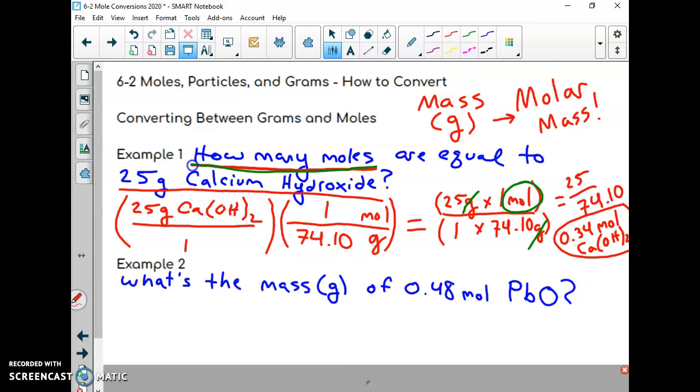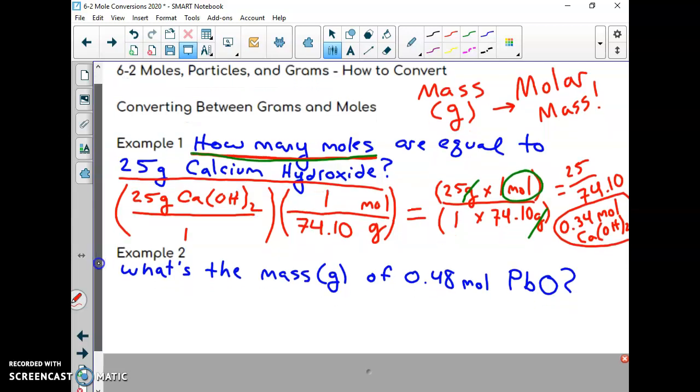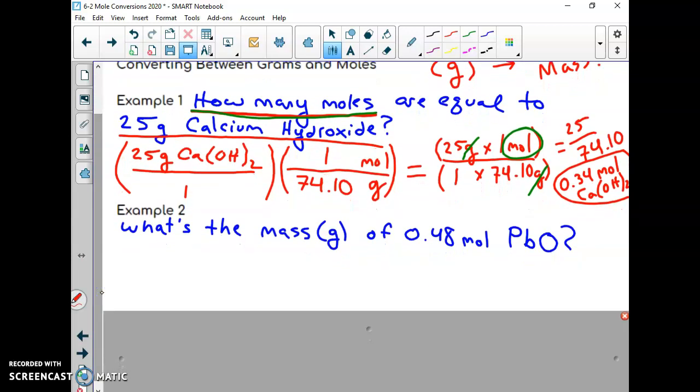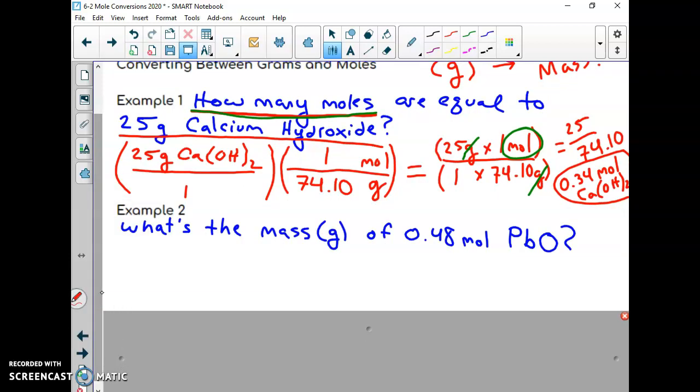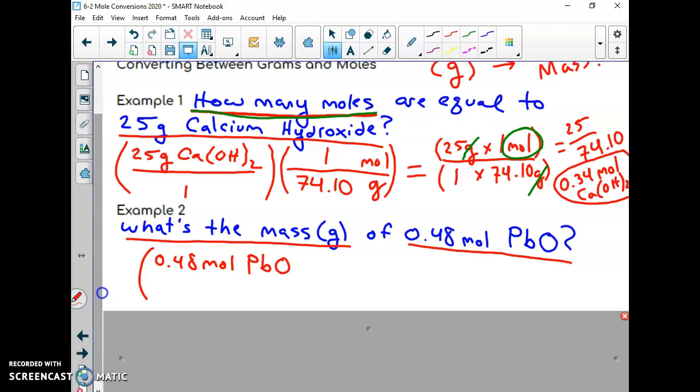So this says, what is the mass of 0.48 moles of lead oxide? So same kinds of information, but we're going the opposite direction here. In this case, we have the moles of our substance. We have the amount, but we want to know what that amount would weigh. If we needed 0.48 moles worth of lead oxide, how much would we weigh out on a scale? How we solve the problem doesn't change. We start off with the only number we are given, which is the 0.48 moles of lead oxide.